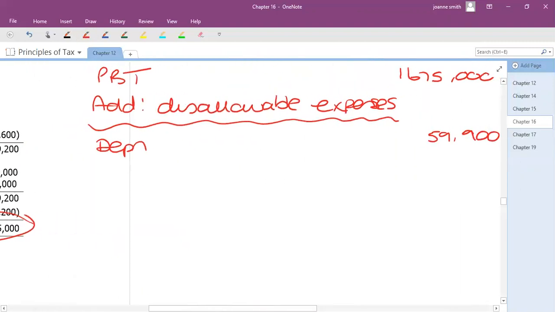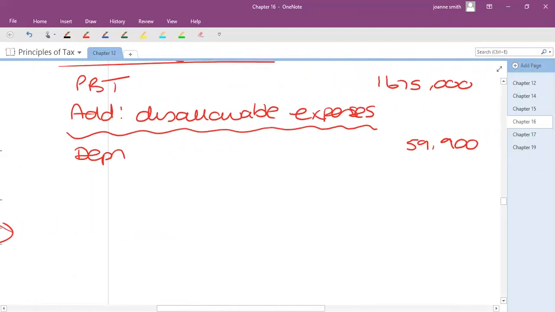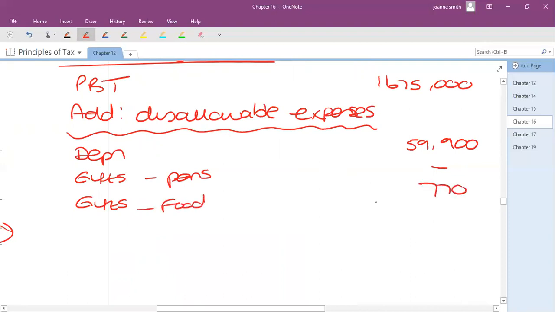So remember, when we're doing these questions, we do need to list each item. So gifts, and I'll just put next to that pens is okay. Gifts of food, we're going to disallow. Gifts to employees, we allow.